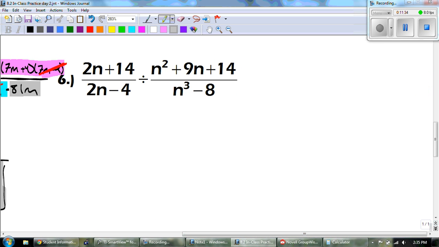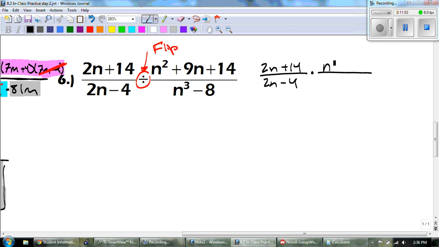All right, number 6. Now, once again, the first thing that I'm looking at is that this is division, so I need to flip. So the 2n plus 14 and the 2n minus 4, those stay the same. And now we have the n cubed minus 8 and the n squared plus 9n plus 14. Okay, so we have a lot of things to do.